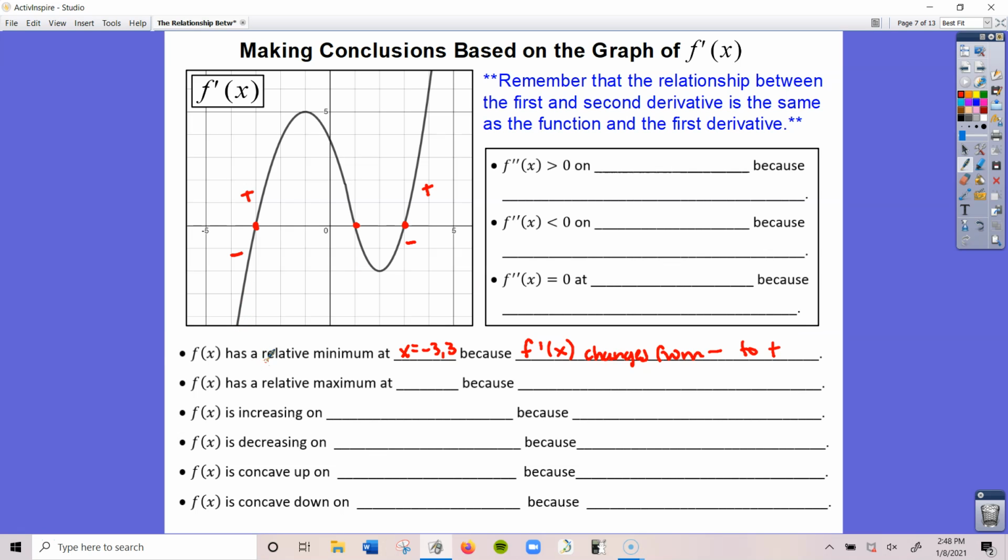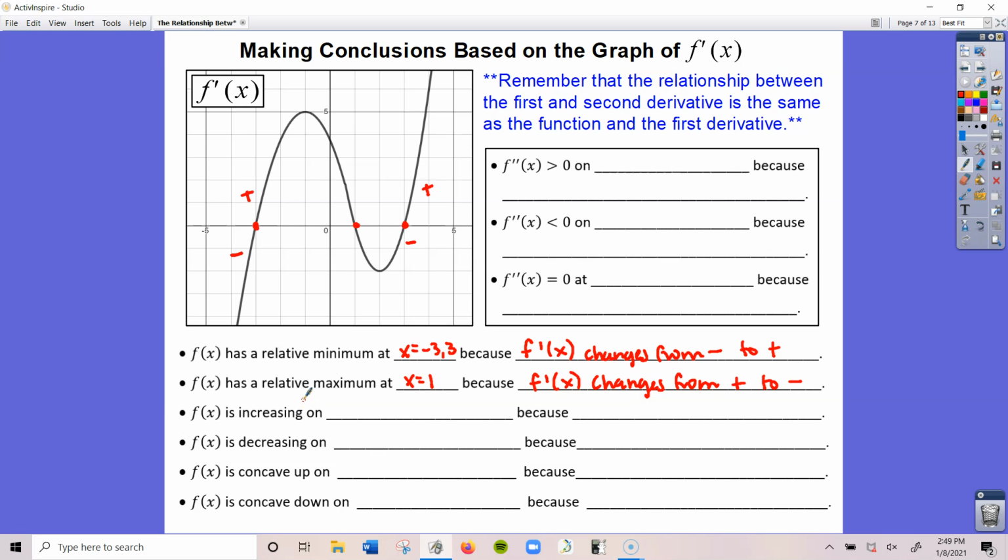Now f of x is going to have a relative maximum when f prime changes from positive to negative, which occurs at x is equal to 1, and we would say because f prime changes from positive to negative.